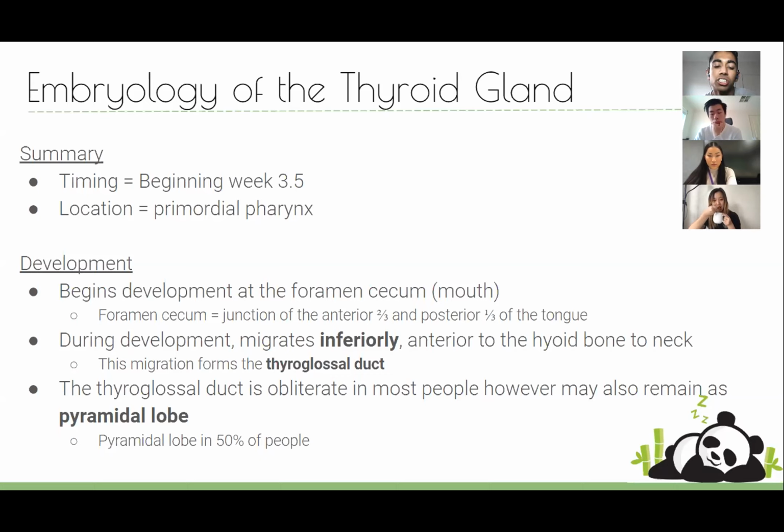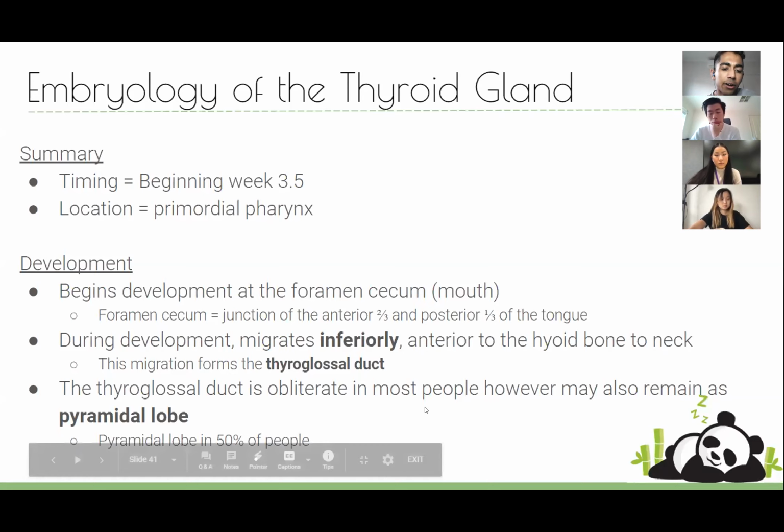It will be on an image later, but it migrates inferiorly, anterior to our hyoid bone, which makes sense because it's anterior to all those cartilages as well. And as it develops, it lengthens along this cord, which we call the thyroglossal duct. As it descends to its final location, the thyroglossal duct is eventually obliterated. But some people have this pyramidal lobe, and that's about 50% of people. So it's more common than you think.